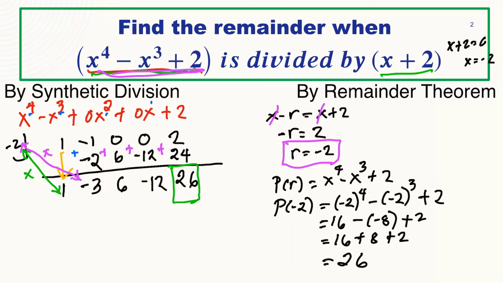So this is the remainder when x raised to 4 minus x raised to 3 plus 2 is divided by x plus 2. Now, what have you observed with the result? They have the same result.